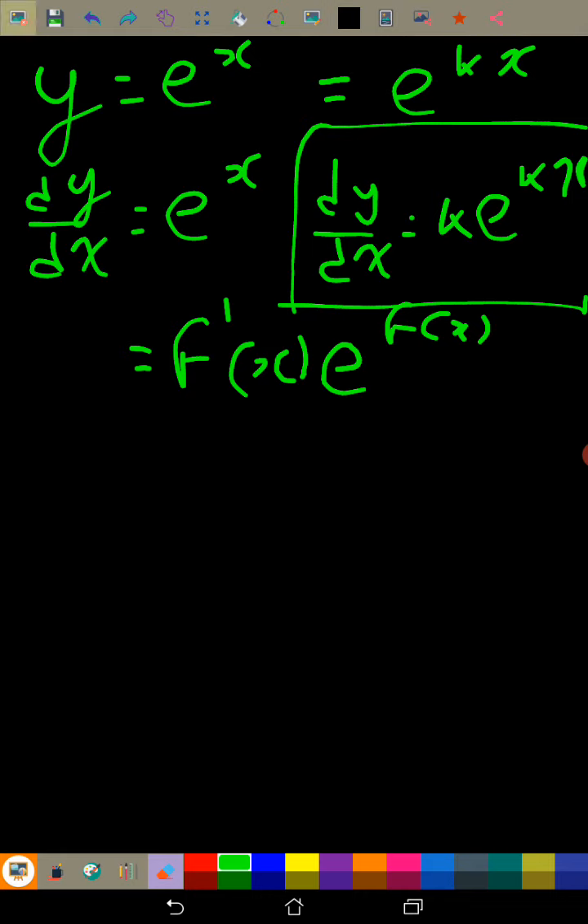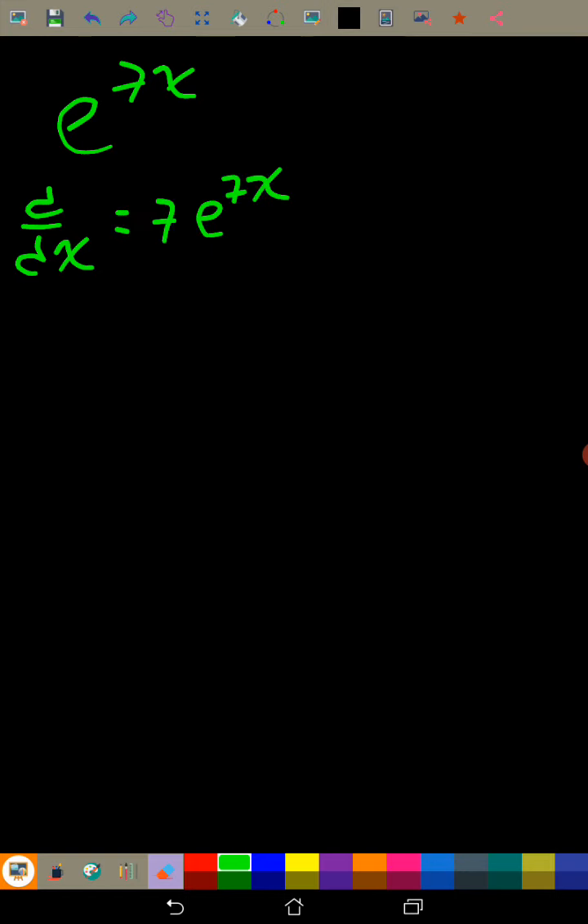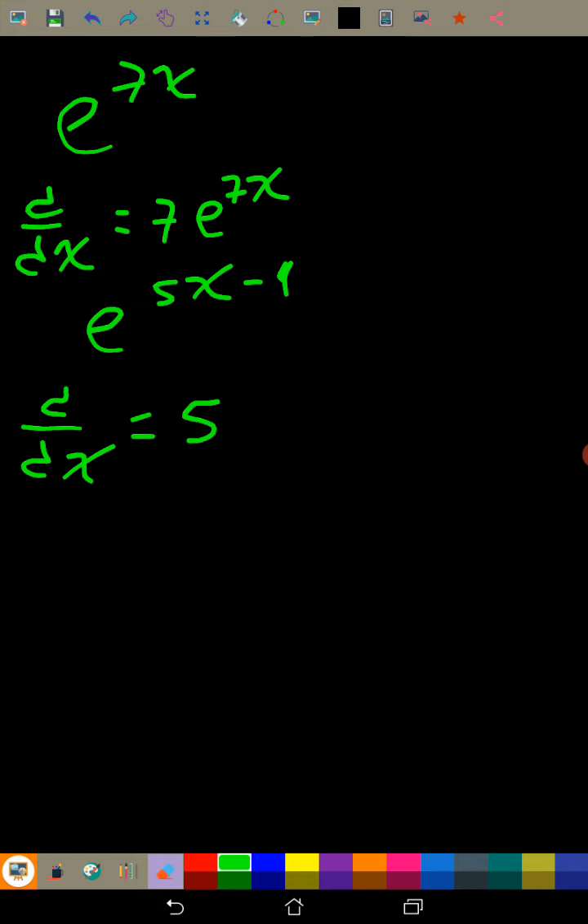Okay, we have some examples because time is going fast. We have e^(7x), and if we differentiate it, d by dx is going to be 7e^(7x), of course. And if we have e^(5x minus 4), d by dx is 5e^(5x minus 4).